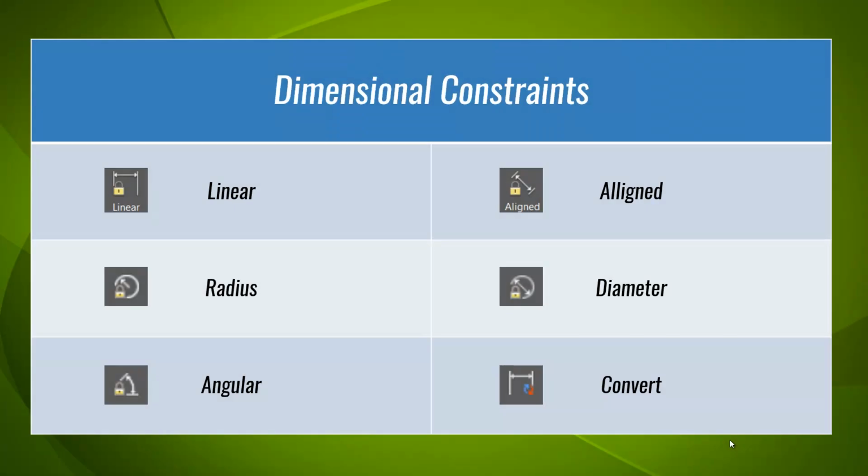The next one is dimensional constraints. Dimensional constraints are really useful while designing. They will help you to assign the length, the radius, or any angular parameter to an object. You can also adjust the value in real time in your drawing. Now let's see these options in the software.